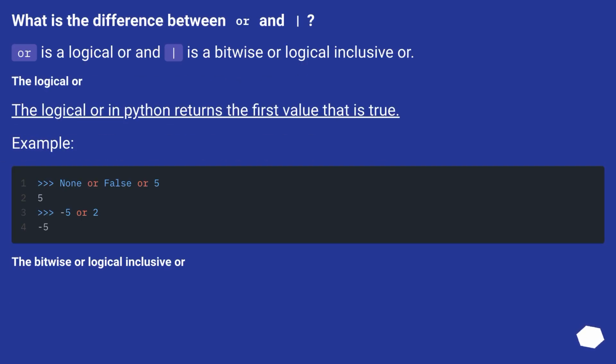What is the difference between or and the vertical bar? or is a logical OR, and | is a bitwise or logical inclusive OR. The logical OR in Python returns the first value that is true. Example. The bitwise or logical inclusive OR.